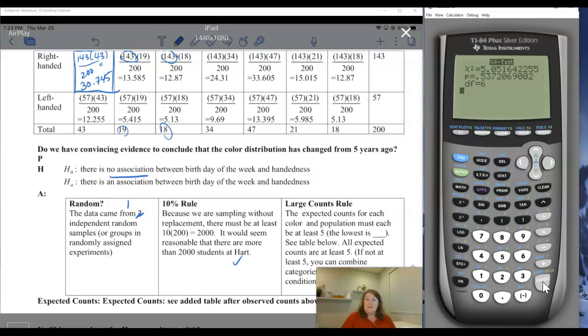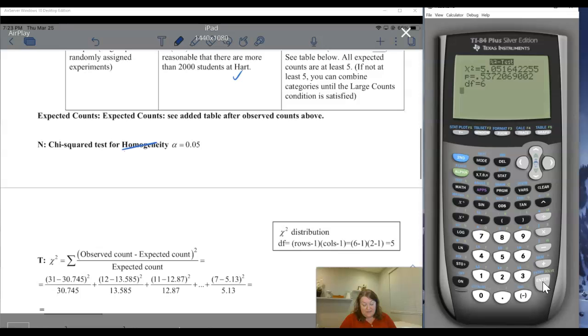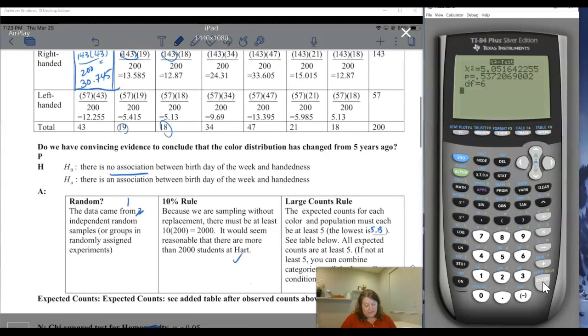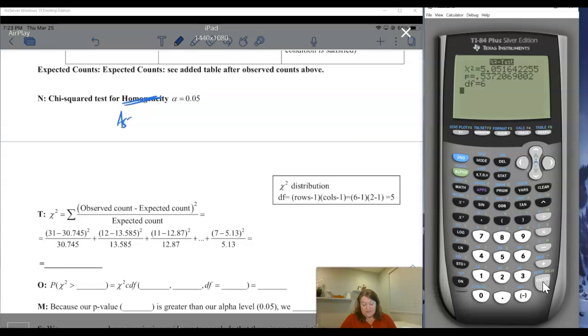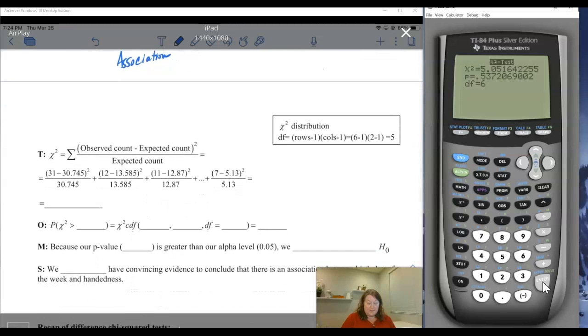The expected counts must all be at least 5. And looking at all of my expected counts, it looks like my lowest are 5.13. So we're okay there. And again, I'm going to tell them to go look at the expected counts up in the original table. So this is going to be a chi-squared test, not for homogeneity. What words did I use? I used association. So I'm going to call this one association. And you could use independence as well, but then your H0 and your HA should switch to words that relate to independence.